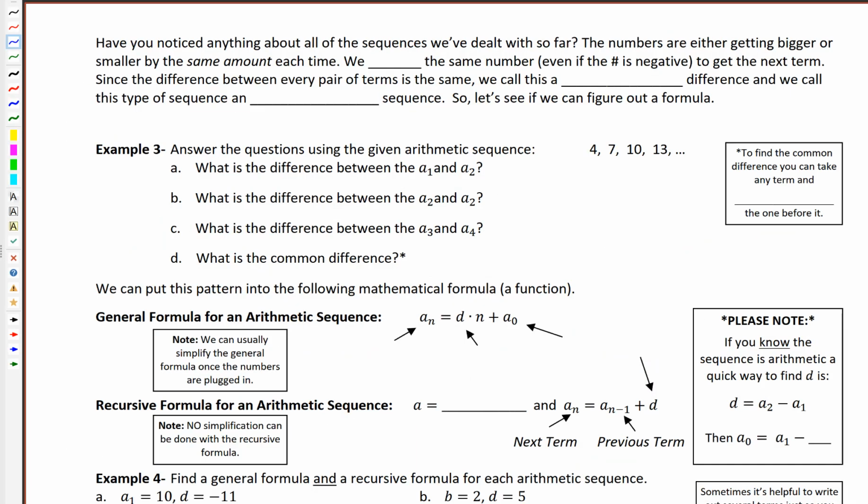Okay, have you noticed anything about all the sequences we've dealt with so far? The numbers are either getting bigger or smaller by the same amount each time. So we are adding the same number to get the next term in that sequence. Since the difference between every pair of terms is the same, we call this a common difference. And we call this type of sequence an arithmetic sequence.